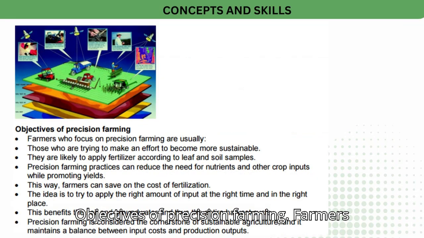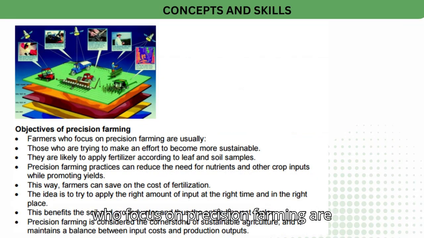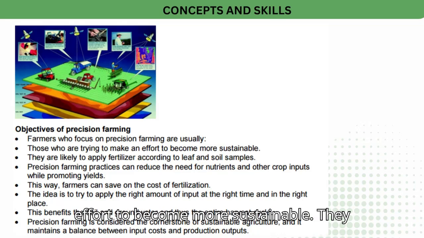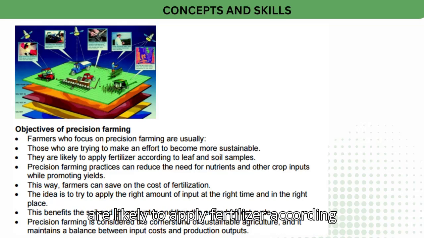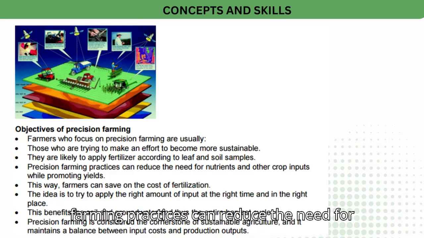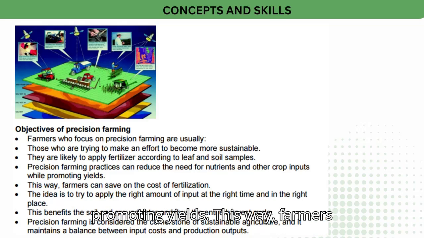Objectives of precision farming. Farmers who focus on precision farming are usually those who are trying to make an effort to become more sustainable. They are likely to apply fertilizer according to leaf and soil samples. Precision farming practices can reduce the need for nutrients and other crop inputs, while promoting yields. This way, farmers can save on the cost of fertilization.